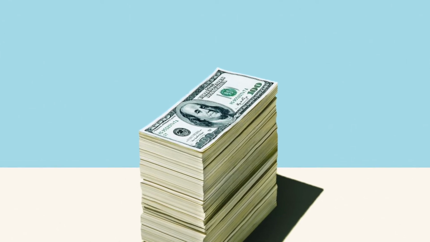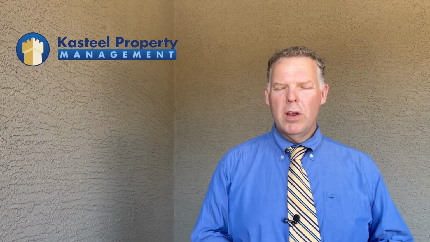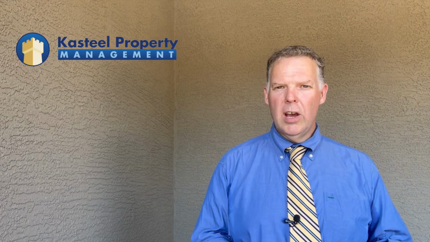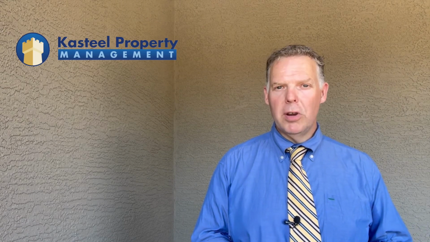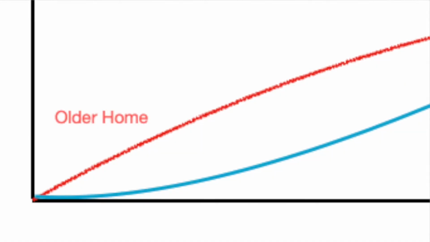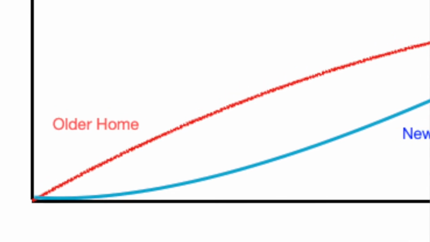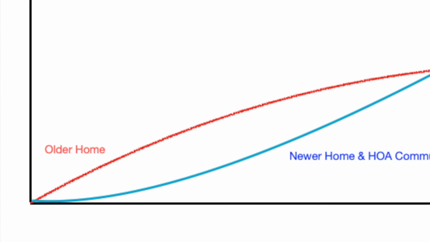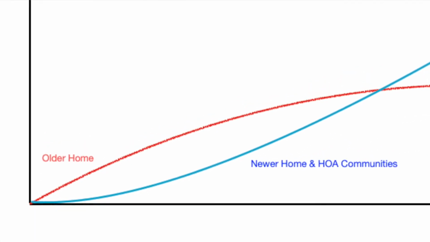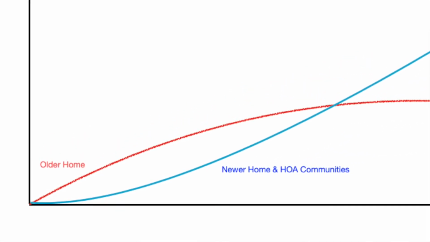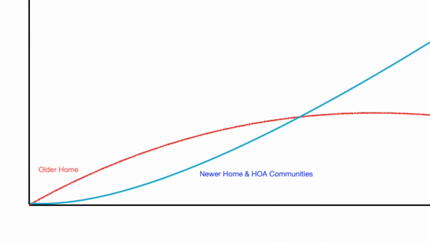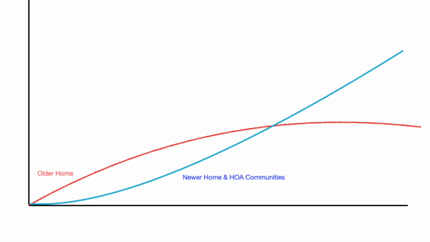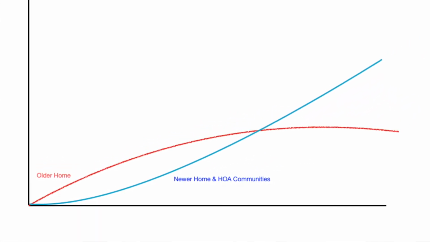The challenge in deciding between an older home versus a newer condo or townhome is seeing past the spreadsheet. Often, older homes can show a better immediate cash flow, but will eventually result in more expense and less growth. The newer homes and HOA properties can initially show a negative cash flow, but are more likely to have a higher return down the road.